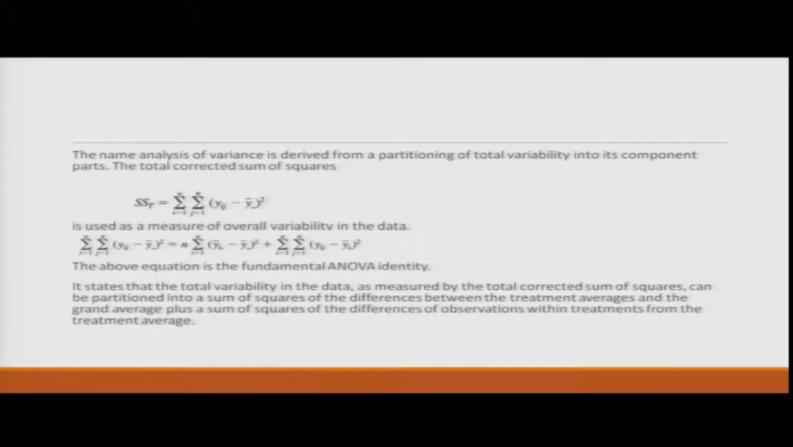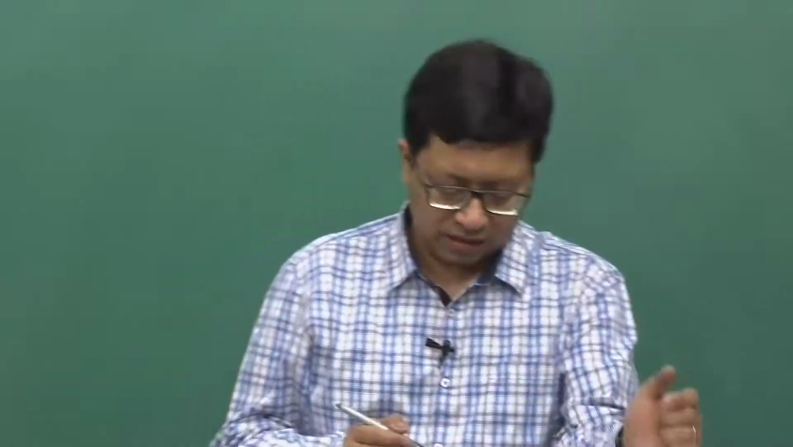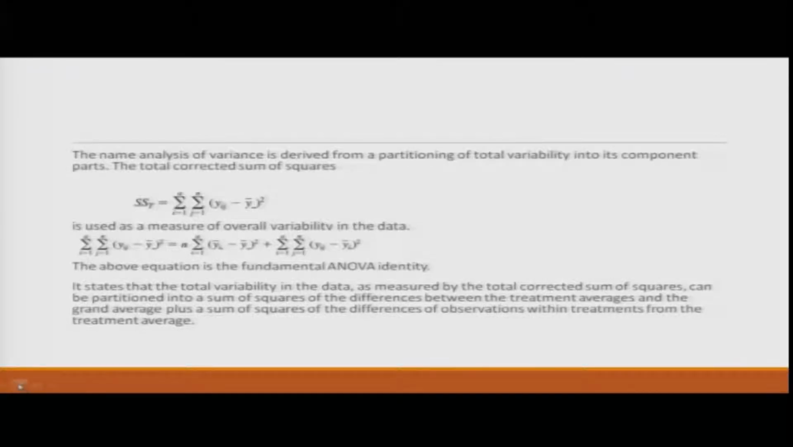The name analysis of variance is derived from the partitioning of the total variability into its component parts. So, obviously, the component parts would be two. One is the sum of the squares. Now I will highlight it in particular for your convenience. So, this is the sum of the squares which I mentioned.